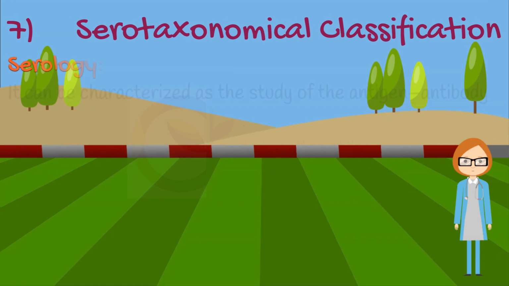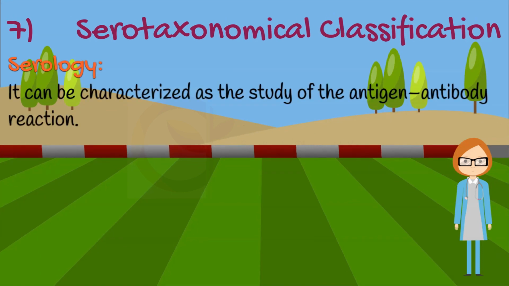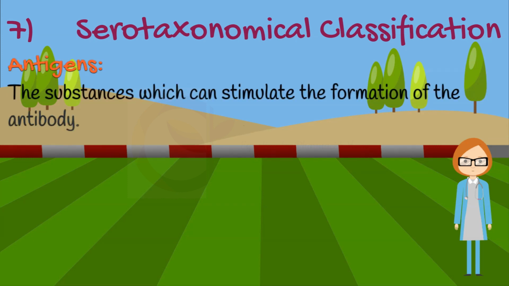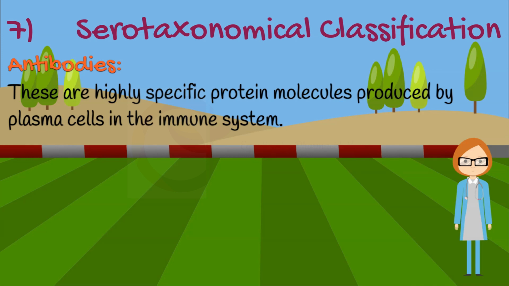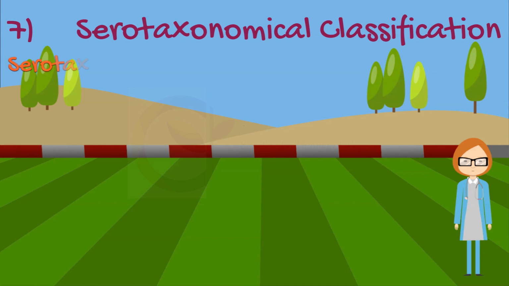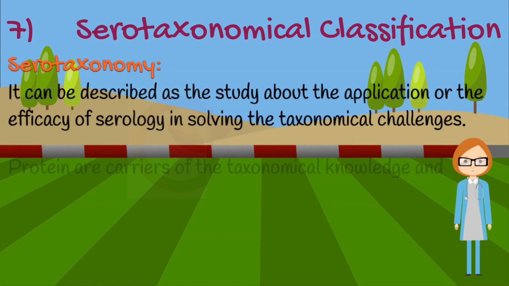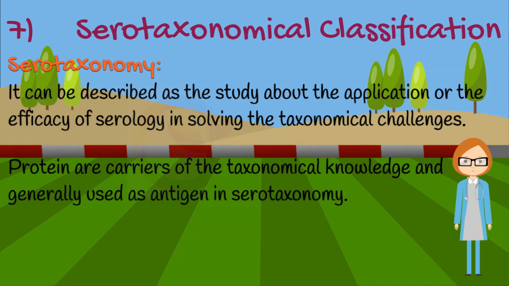Last one is serotaxonomical classification. Let's learn some definitions first. Serology can be characterized as the study of the antigen-antibody reaction. Antigens are the substances which can stimulate the formation of the antibody. Antibodies are highly specific protein molecules, produced by plasma cells in the immune system. Serotaxonomy can be described as the study about the application, or the efficacy of serology, in solving the taxonomical challenges. Proteins are carriers of the taxonomical knowledge, and generally used as antigen in serotaxonomy.